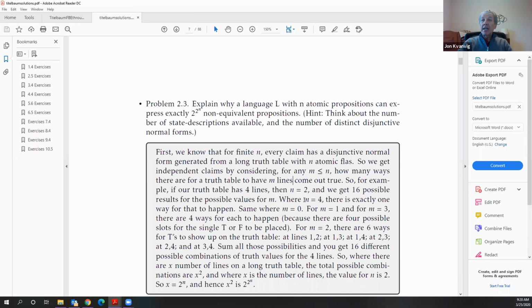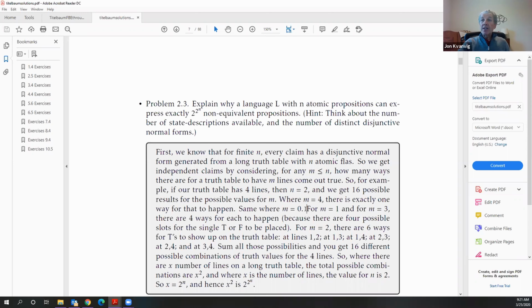So let the disjunctive normal form for a sentence be one where it comes out true on all 4 lines. There's only one way for that to happen. And let a contradiction be one where m equals 0. No lines of the truth table come out true. And there's only one non-equivalent contradictory proposition. Because remember, every contradiction is logically equivalent to every other one. So remember, we're looking for non-equivalent propositions.